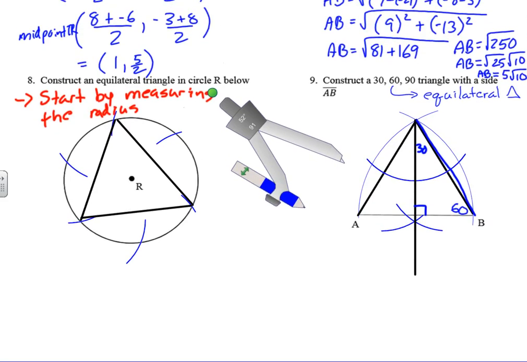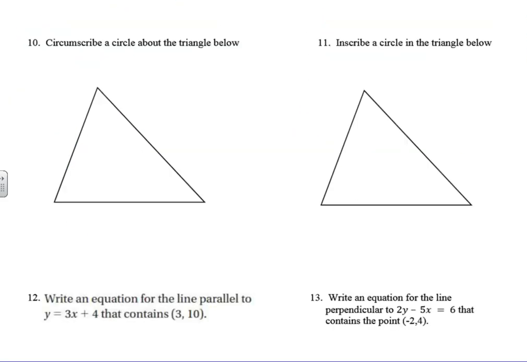All right, I think we got some more constructions now. Circumscribe. So circumscribe, when I think about circumscribe, I think about the circumcenter.